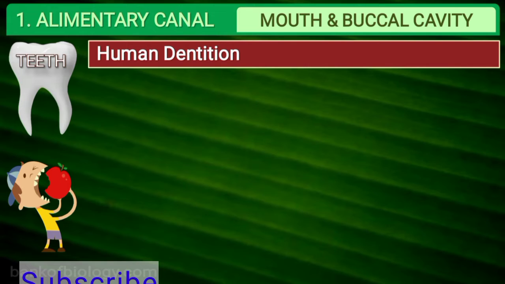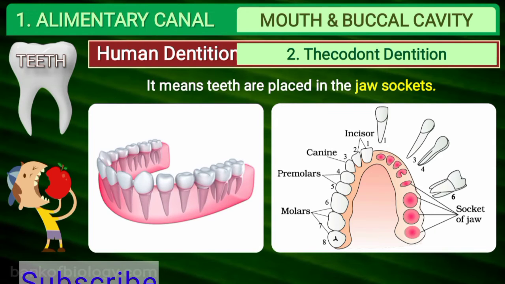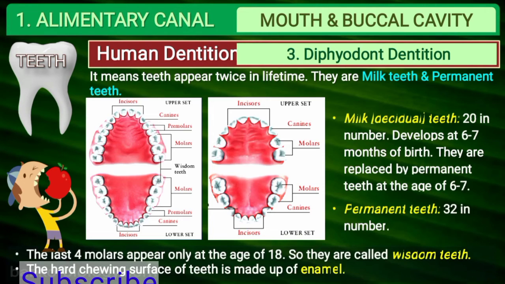Thecodont dentition means teeth are placed in jaw sockets, as you can see in the diagram. Each jaw socket is specialized for a specialized type of teeth. Molars always fit into molar sockets and incisors into incisor sockets. The third type, diphyodont dentition, means teeth appear twice in a lifetime. They are milk teeth and permanent teeth.